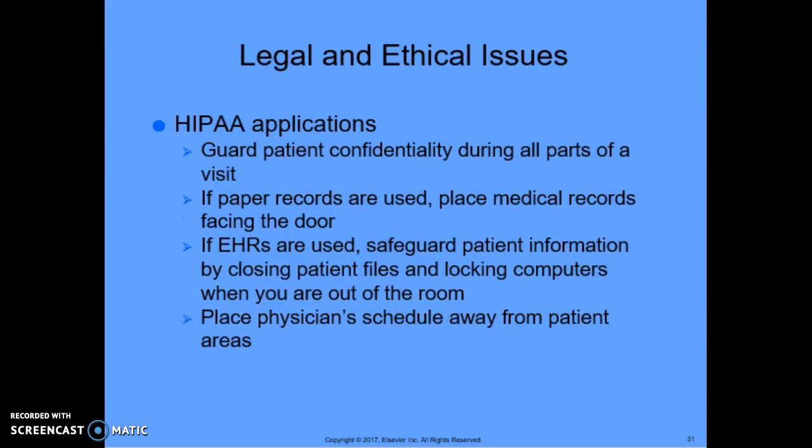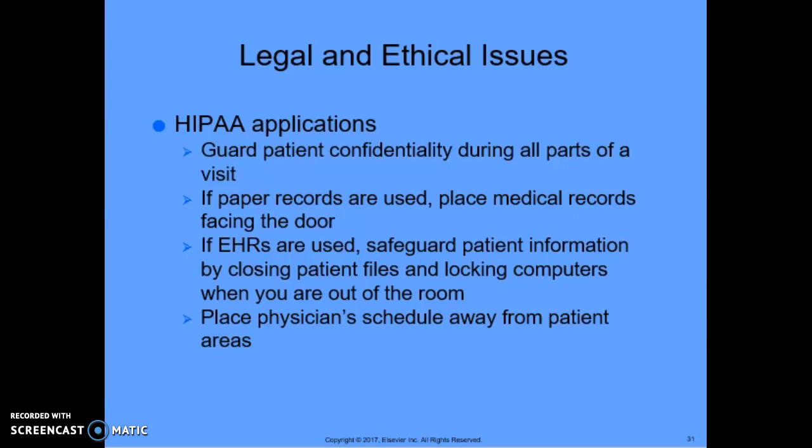We're always looking at HIPAA. So legal and ethical issues. We must guard patients' confidentiality during all parts of the visit. If paper records are used, we need to place the medical records facing the door so that nobody else that's passing through can see their private information. With the electronic health records, we need to safeguard the patient's information by closing the file and locking our computers when we're not in the room.